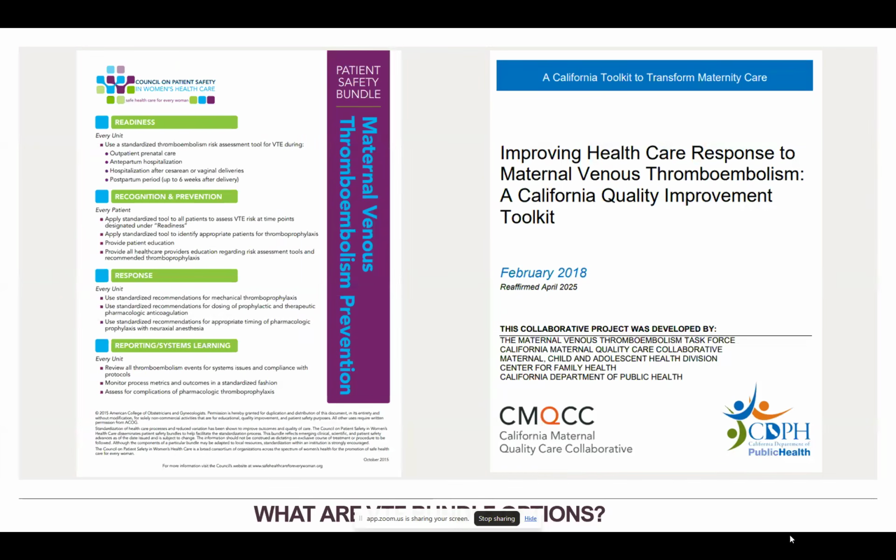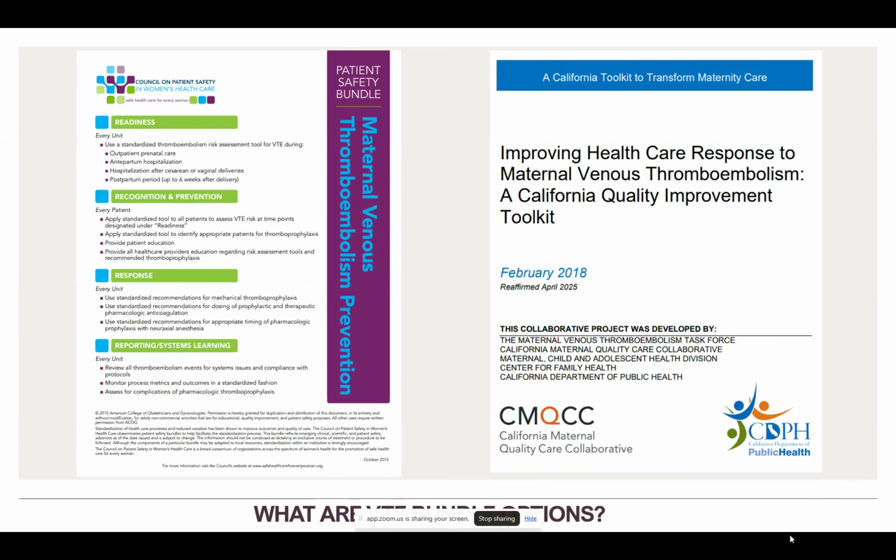Like I said, the VTE bundle was one of the older bundles. The Council on Patient Safety in Women's Healthcare, or Safe Healthcare for Every Woman, was the first iteration of the work that's being done by AIM. And this safety bundle, by comparison to the way bundles are presented now, has a ton more implementation strategies and data components that go along with it to support actually implementing bundles.